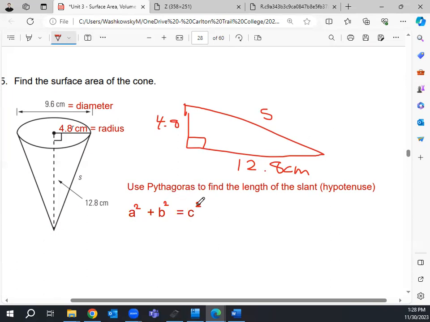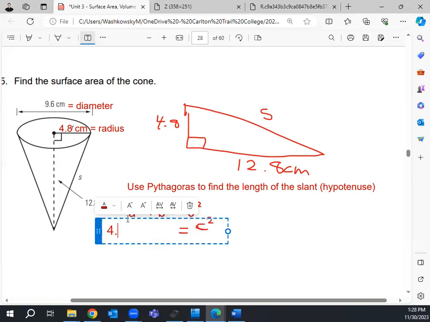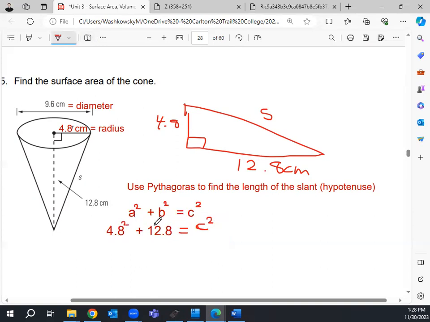So my C is always going to be my hypotenuse. I don't know what that is, so I'm going to leave that alone. But I know what my other two sides are. It's 4.8 and 12.8. So 4.8 plus 12.8. Those are both being squared.